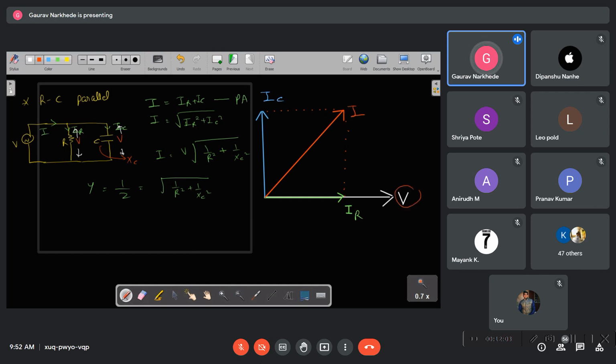And then what is the total angle between the voltage and current? This is phi, and phi you can say, what is phi? Tan inverse of R by X, बराबर है ना?